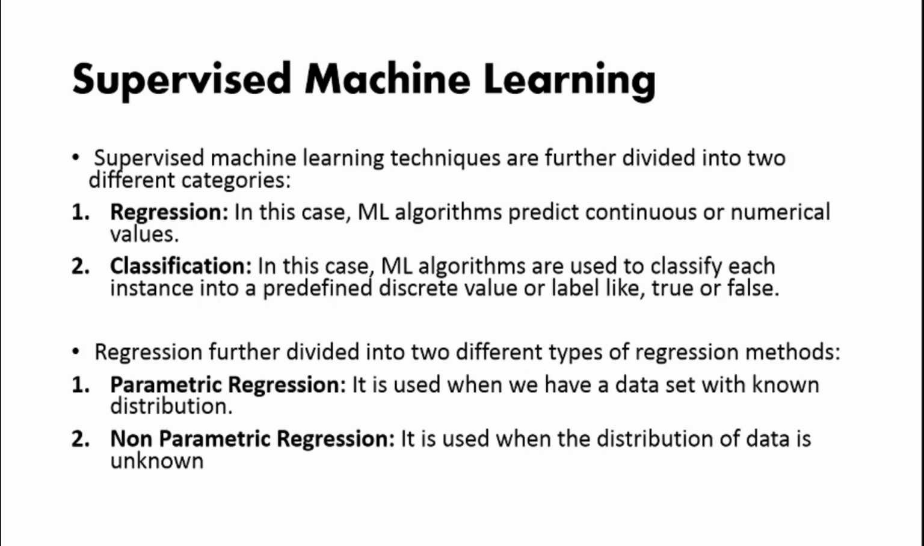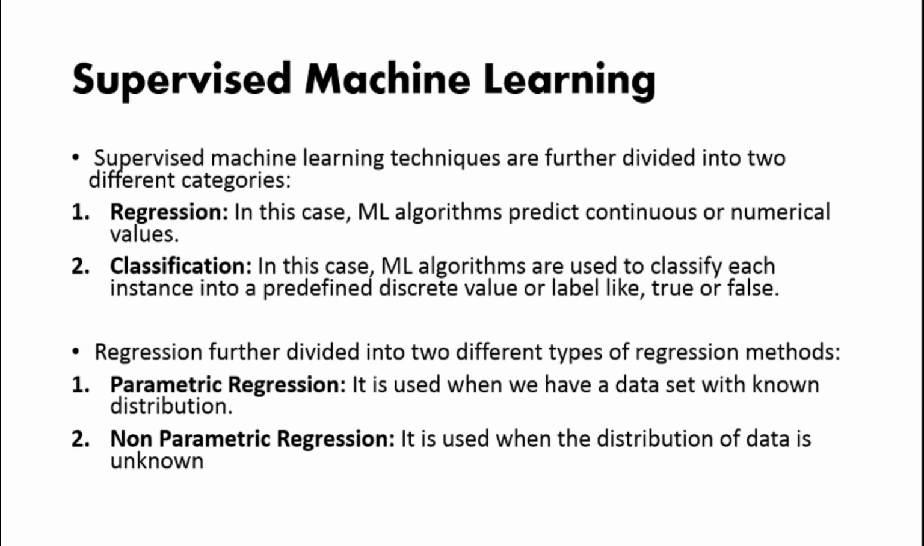Supervised machine learning techniques are divided into two categories, regression and classification. In regression, machine learning algorithms predict continuous or numerical values. Now in classification, machine learning algorithms are used to classify each instance into a predefined discrete value or label like true or false. In regression, let's say they are numbers, continuous numbers, alright? In classification, you just have true, false, 1, 0, yes or no, alright?